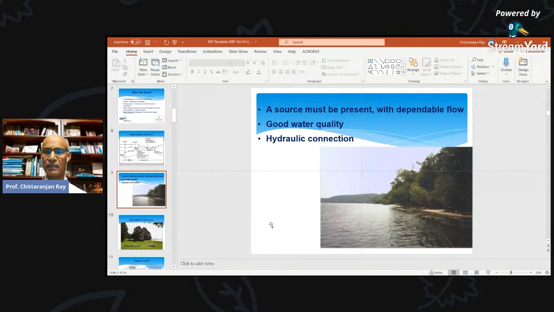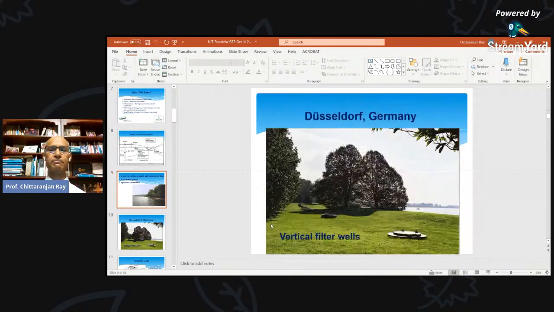So there are three things we need in the riverbank filtration system or a lake bank system. A good source: a source must be present with a dependable flow. If the river dries out, of course, you cannot get as much water. And the water has to be of a decent quality. It cannot be raw sewage because it's going to have more problems. And there has to be hydraulic connection between the river or the lake and the underlying aquifer. If there is a heavy clay layer, of course, the water cannot leak through that. It has to have somewhat moderately to highly permeable underlying material.